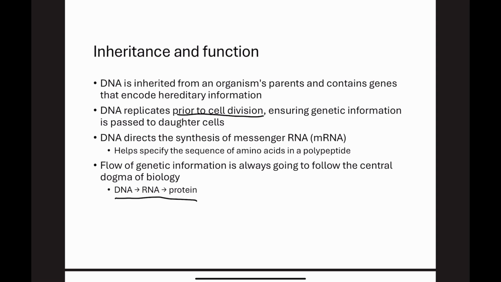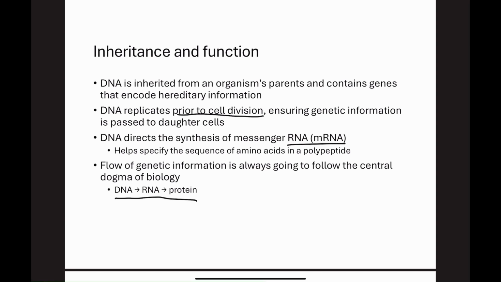And that's always going to be true. So each gene that is found along a DNA molecule is what's going to direct the synthesis of a specific type of RNA, which is called mRNA, messenger RNA. And then that mRNA molecule is going to interact with the cell's protein synthesizing machinery, which are known as our ribosomes. And that is what's going to determine the order of amino acids in a polypeptide.